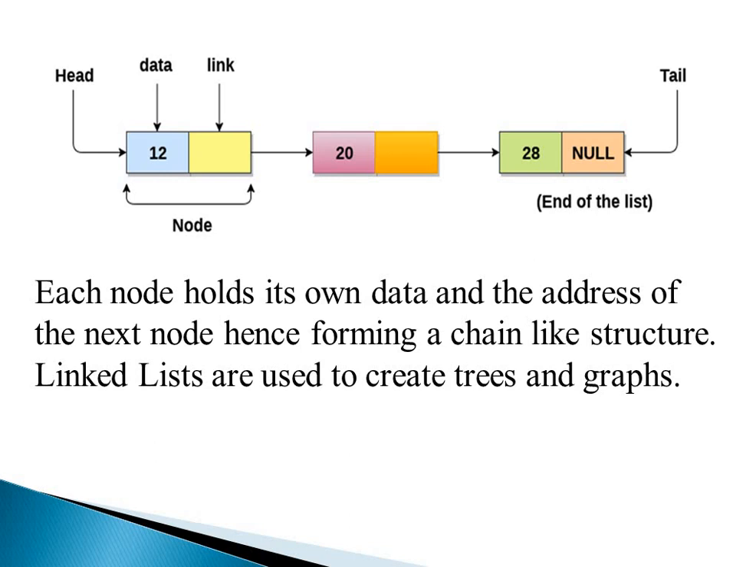So the first node here always points with this head pointer, and the last node always has the next pointer as null. You just have to see the diagram here. Each node holds its own data and the address of the next node, hence forming a chain-like data structure. Linked lists are used to create trees or graphs. So we are always using them for creating graphs or trees. Okay, so this is the definition of the linked list.